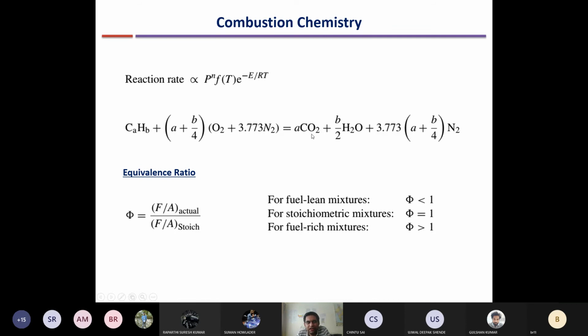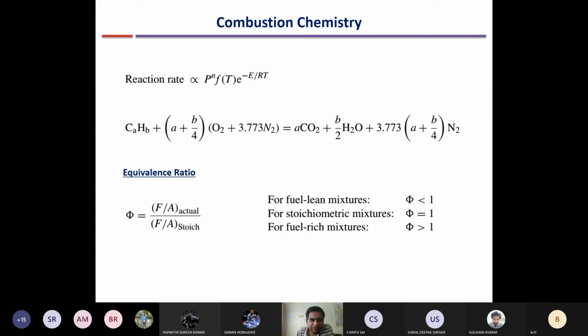So as to generate CO2, so 8 CO2 plus 18 by 4 H2O, and accordingly you can also get the amount of nitrogen. So we will take, instead of 3.773, actually I should change it here. Typically we take nitrogen to be 3.76.